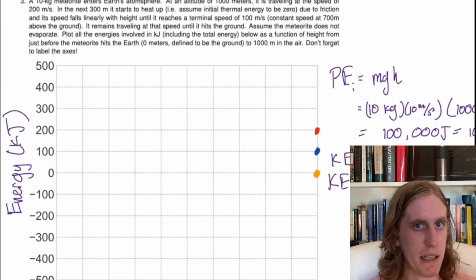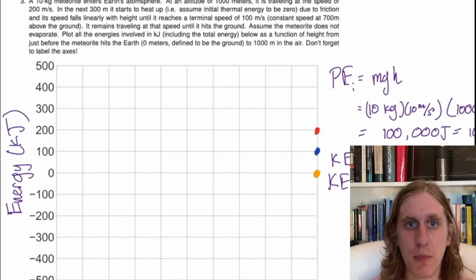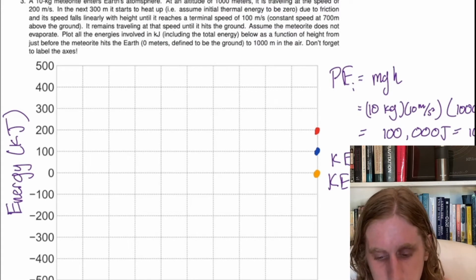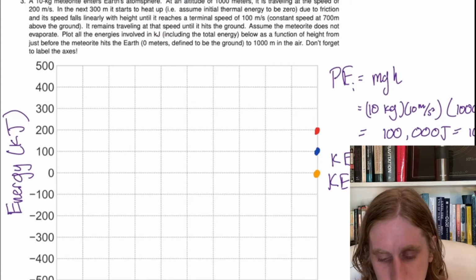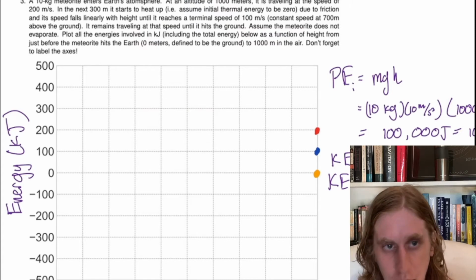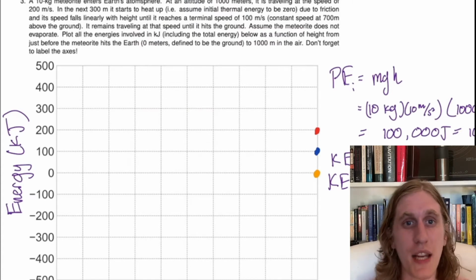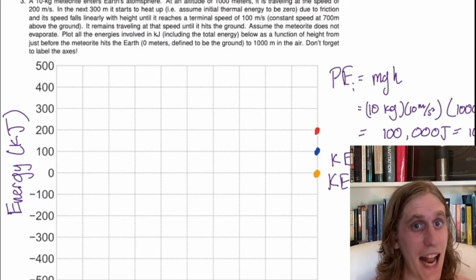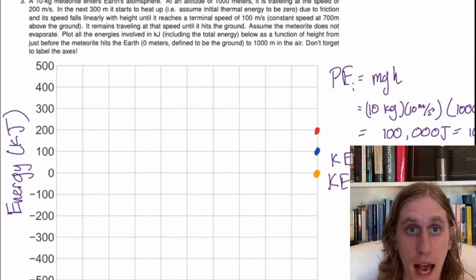This is great, but it's not much of a graph yet. Let's see if there's another spot in the process where we know something about the energies. The problem says, in the next 300 meters it starts to heat up due to friction, and its speed falls linearly with height until it reaches a terminal speed of 100 meters per second, constant speed at 700 meters above the ground. The asteroid is being slowed down by its contact with the air, and we're given exactly how fast it's going at that particular height.